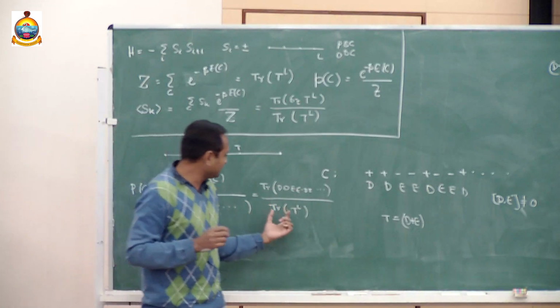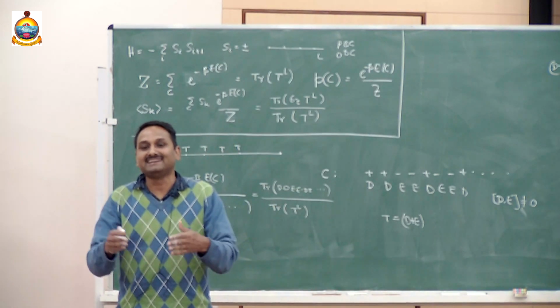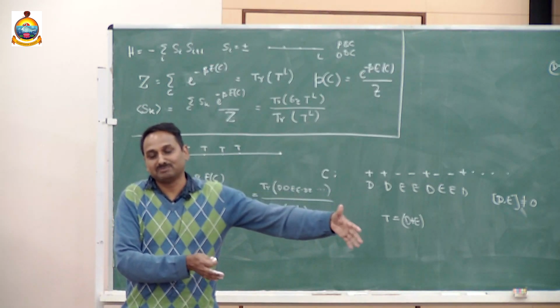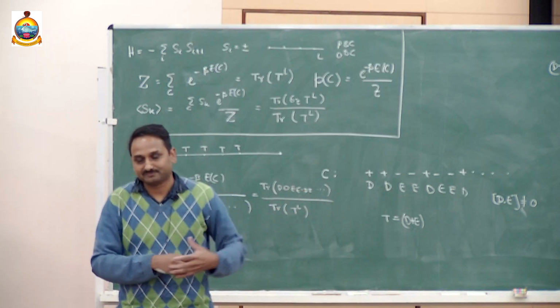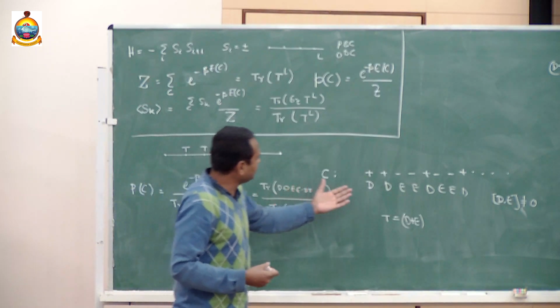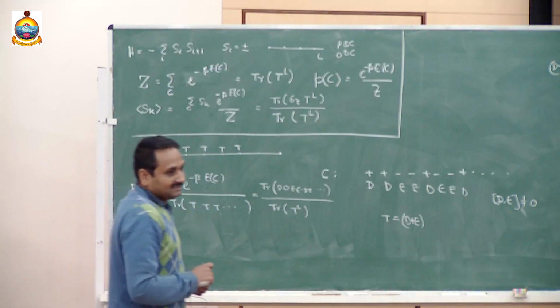Okay? And I'm justifying trace of T to the power L. Actually, with this definition, the trace of T to the power L is the sum over all configurations of the probability of all configurations. That's coming out to be true. So now can you identify this D and E? And why am I doing that?